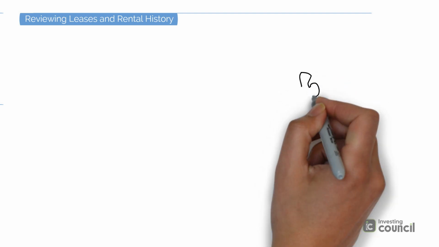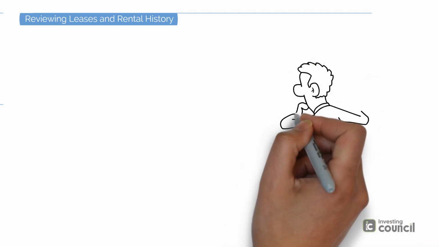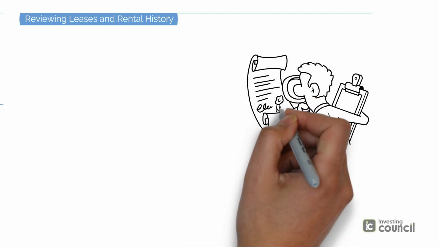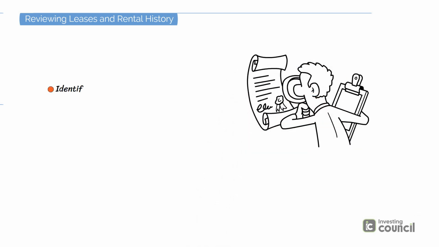Reviewing leases and rental history. Reviewing the current leases and rental history can help identify any potential issues or risks associated with the property. This can include identifying any delinquent rents, past evictions, or lease violations. It can also help to determine if the property is currently generating the expected level of income.